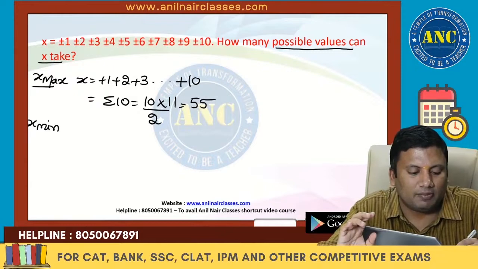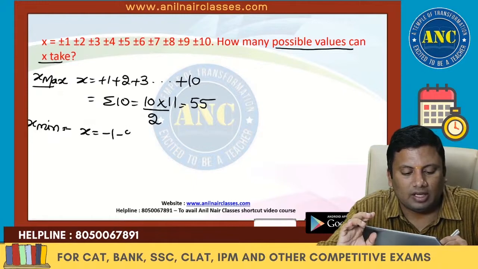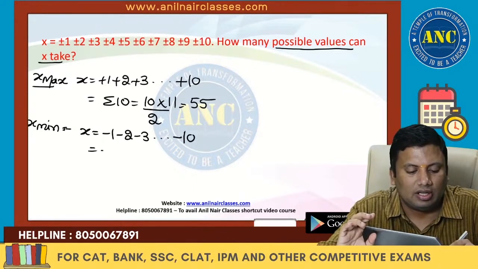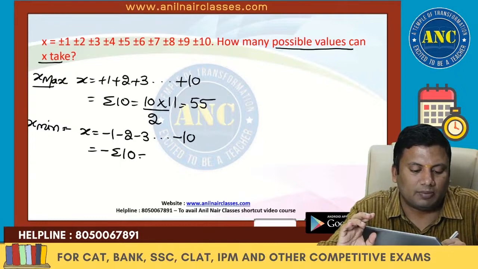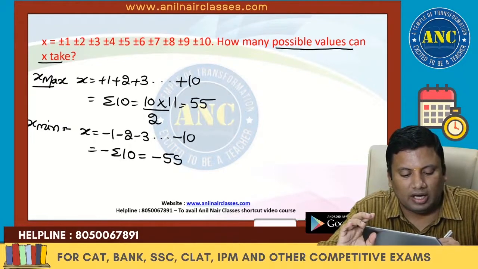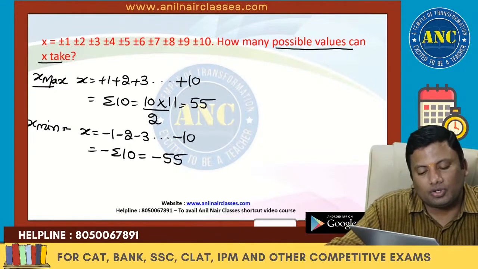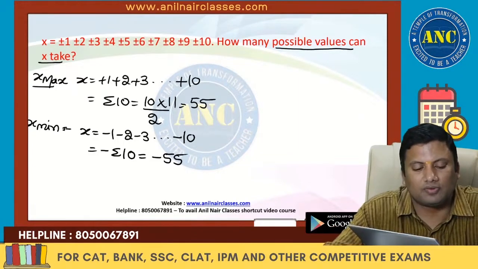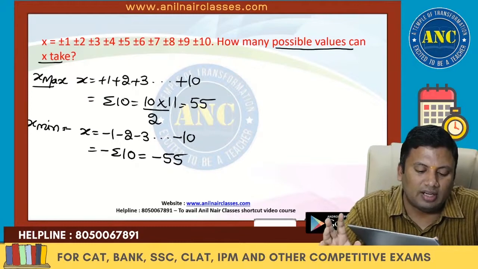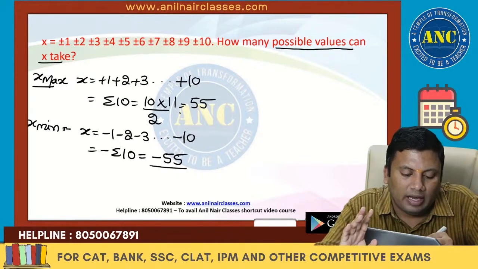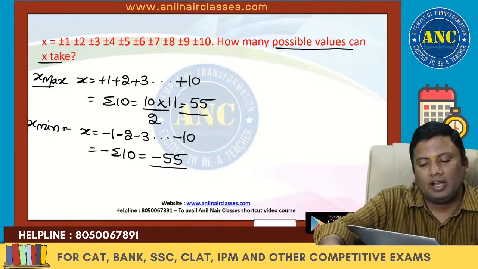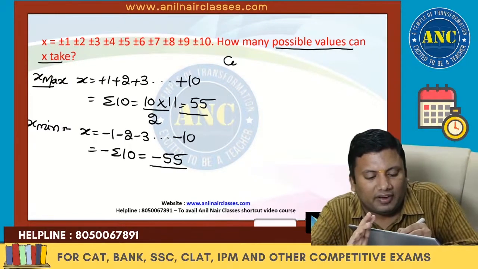If it is minimum, x is minus 1, minus 2, minus 3, till minus 10. This is nothing but minus summation of 10, which is minus 55. Now the question is whether we will get all the values or any other values will be omitted. So x value oscillates between minus 55 and 55.